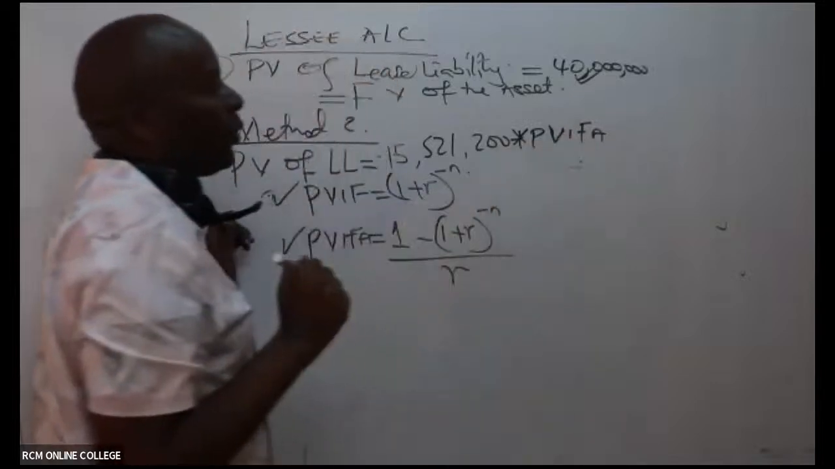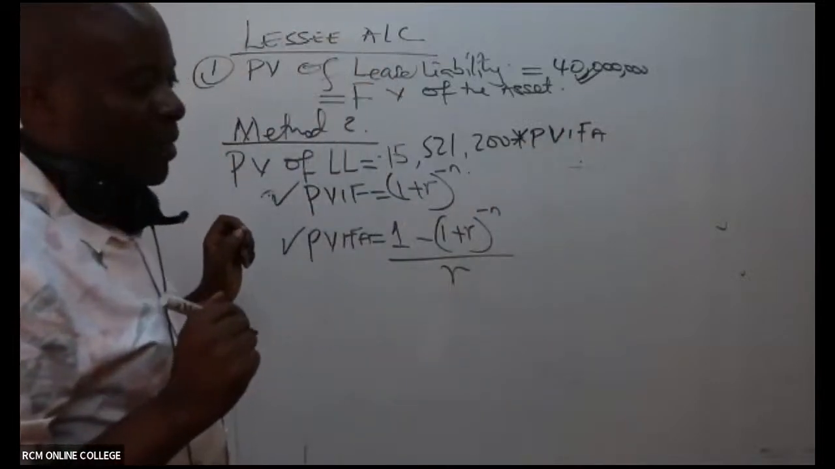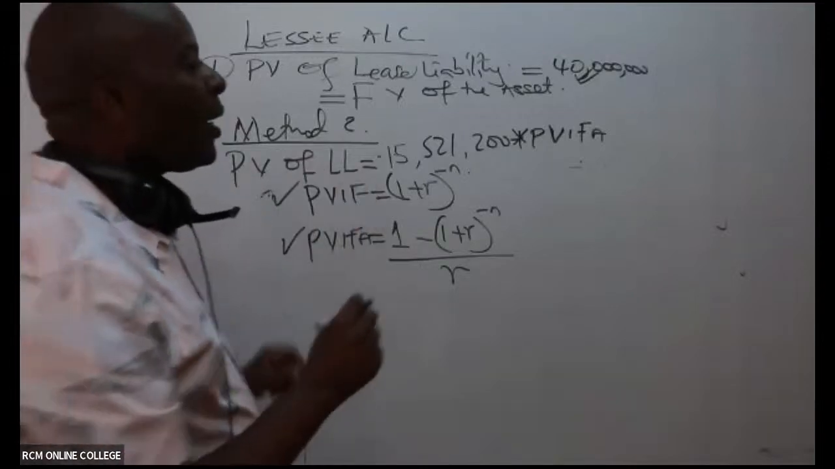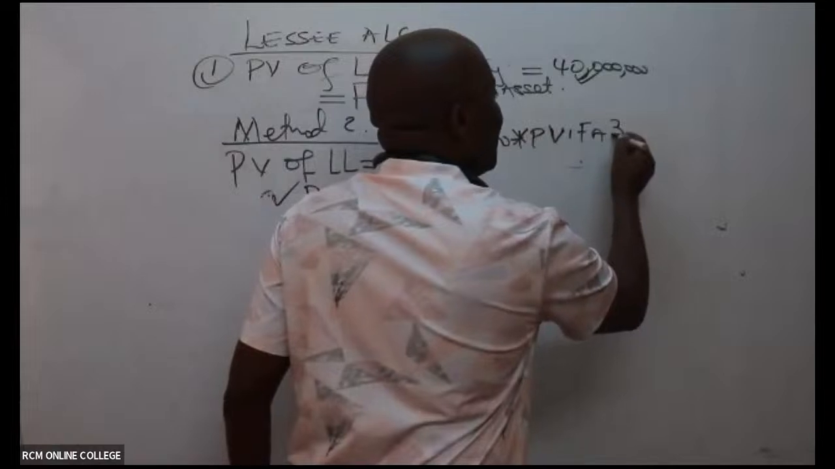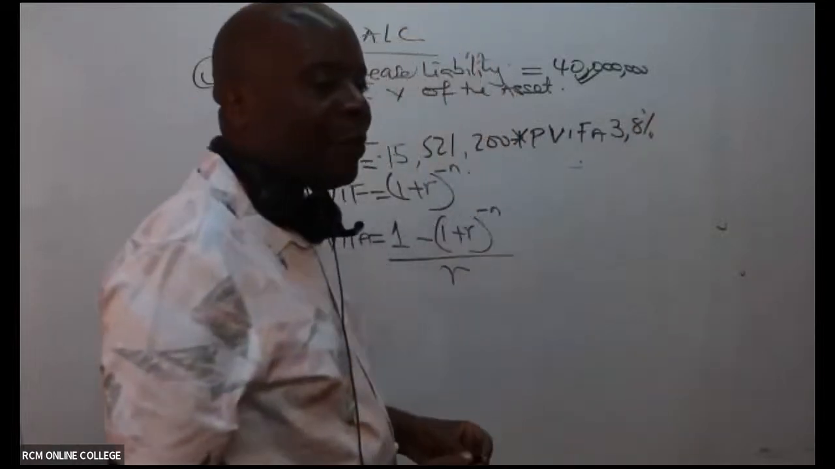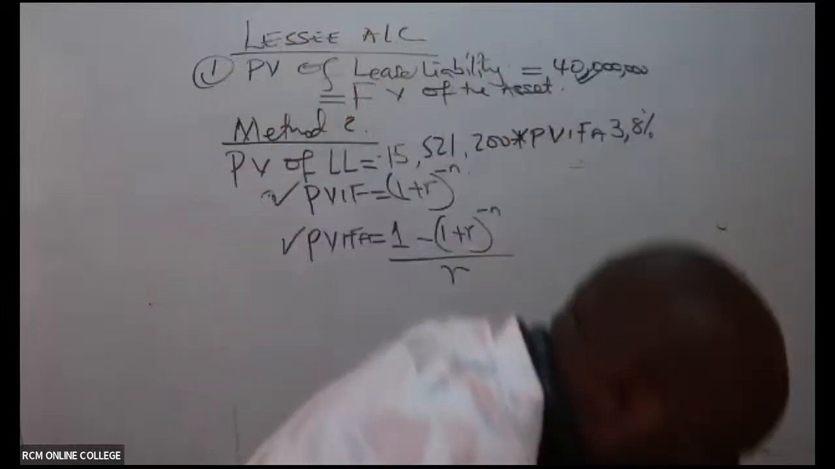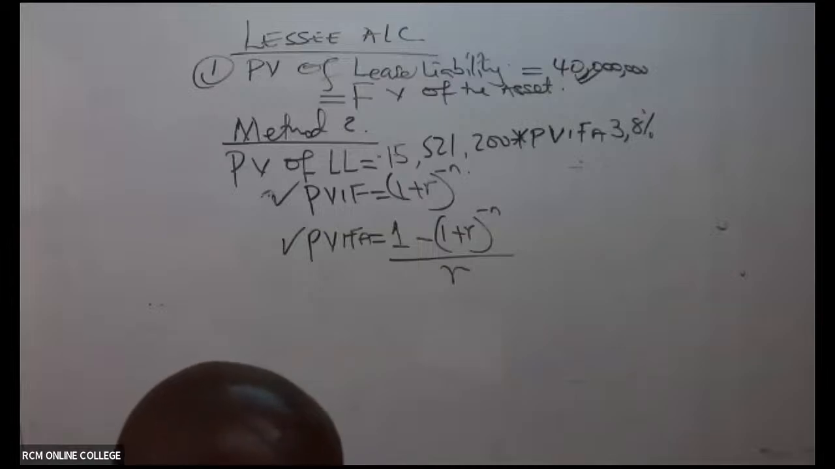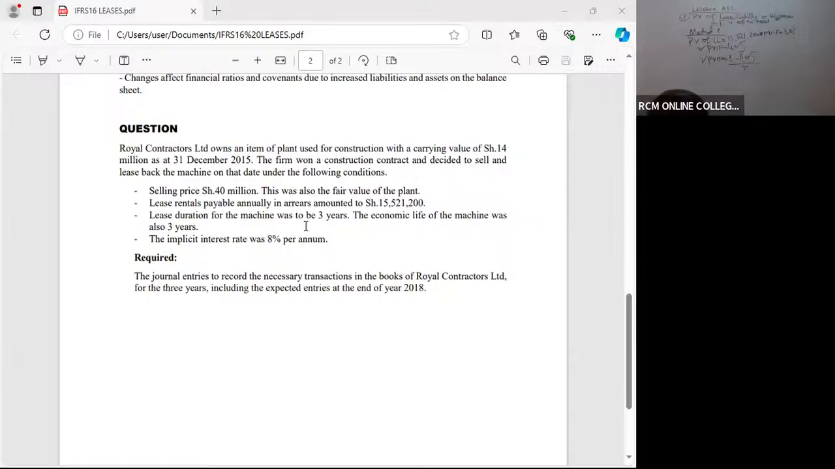I will multiply this with the PVFA to discount this. Remember, it will be over a period of 3 years, and they have given us the interest rate, which is 8%. They have told us the lease duration for the machine is 3 years, and the economic life of the machine was also 3 years.